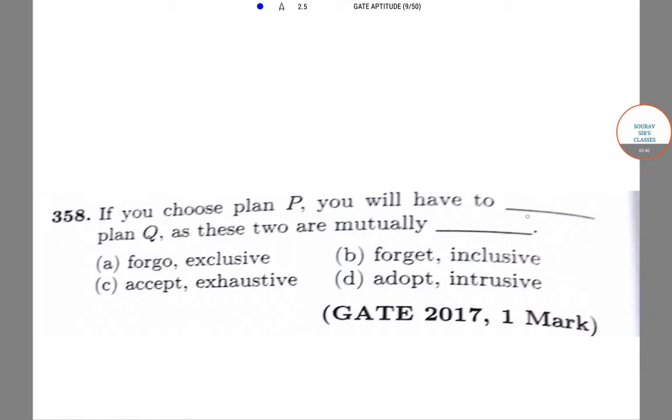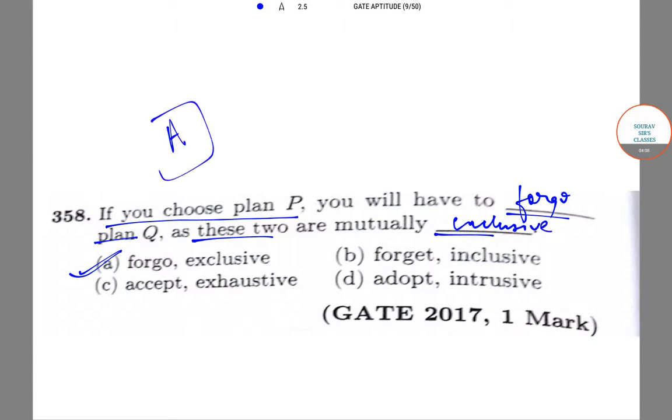The next question is also fill in the blanks. If you choose plan P, you will have to dash plan Q as these two are mutually dash. The correct option for this is option A. That is, if you choose plan P, you will have to forego plan Q as these two are mutually exclusive. Therefore, option A gives us the correct answer.